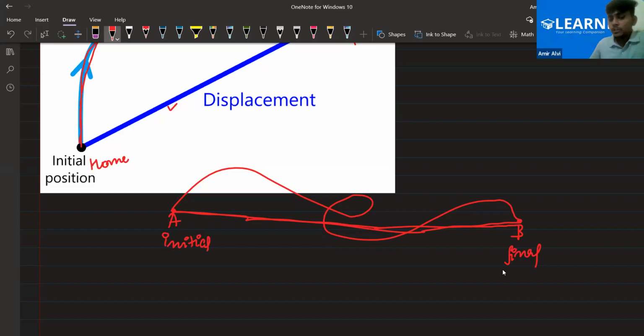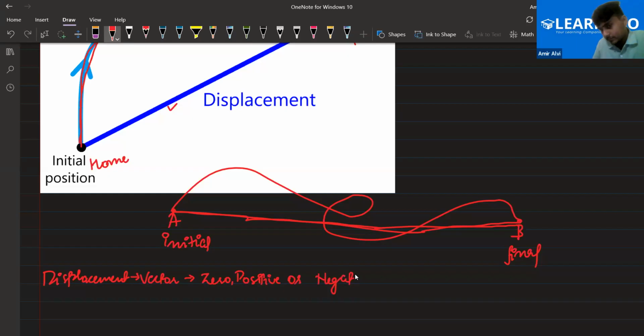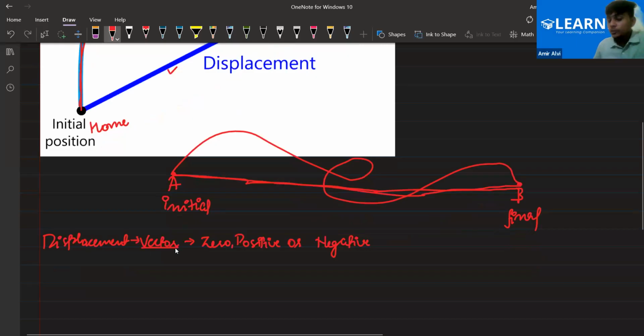Okay, that's good. So next thing about displacement, I'm just writing in short: displacement is a vector quantity. So it can be zero, positive, or negative. So all these things could happen to the displacement because it's a vector quantity. So direction will matter. DIR is the short form of direction that I'll be using. Direction matters over here. Clear, both of you?